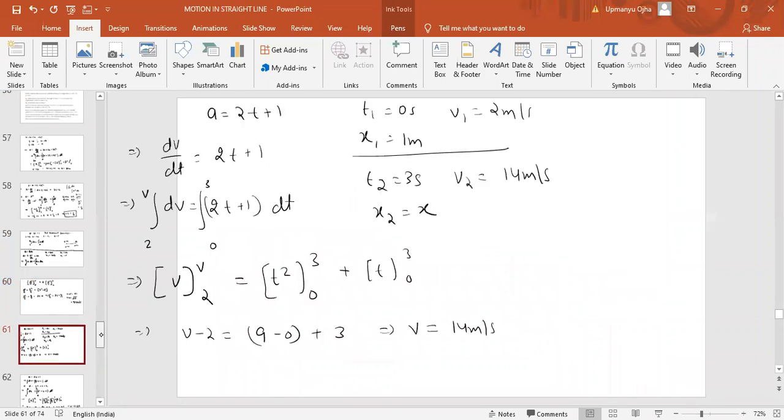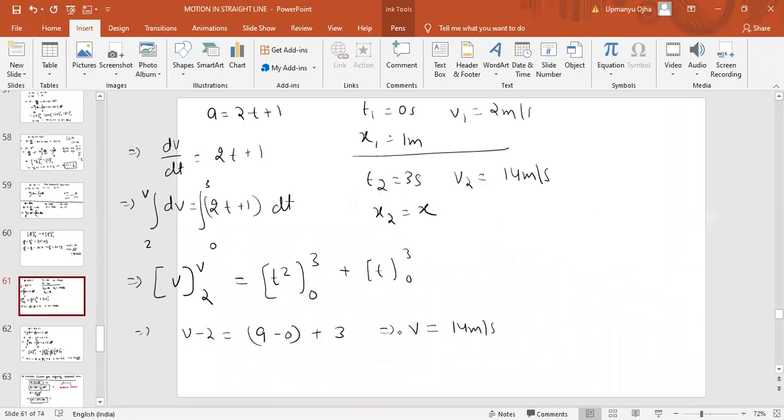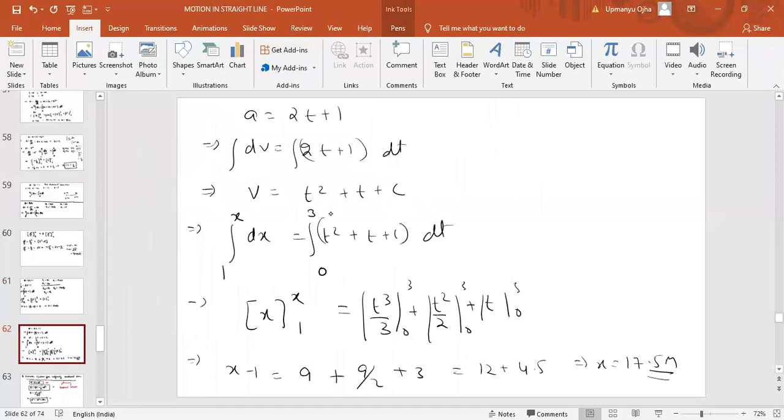In the fourth equation, up to now it is correct: a is equal to 2t plus 1. We have the initial conditions, and we found that the velocity after 3 seconds is 14 meters per second. In this I have made a mistake, so let me rectify it.